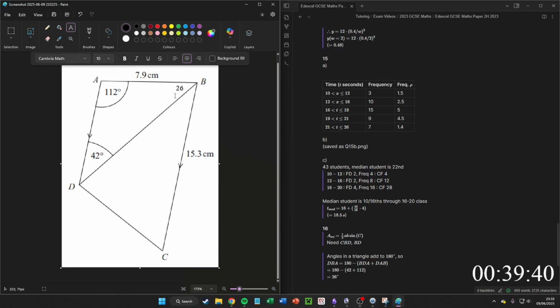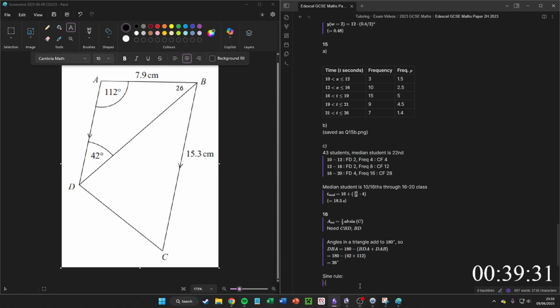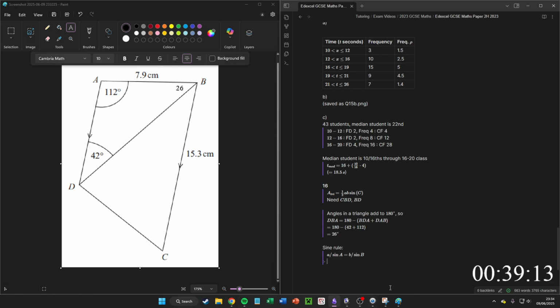The length of this one, we can use the sine rule. The sine rule is that lowercase a over sine uppercase A is equal to lowercase b over sine uppercase B. We are looking for a side length, so we can say a is equal to b sine A over sine B. In this case, BD is equal to this known side length AB multiplied by sine of the angle opposite that side length, so that's 42 degrees, which is BDA, divided by sine B, which is opposite the side length b.